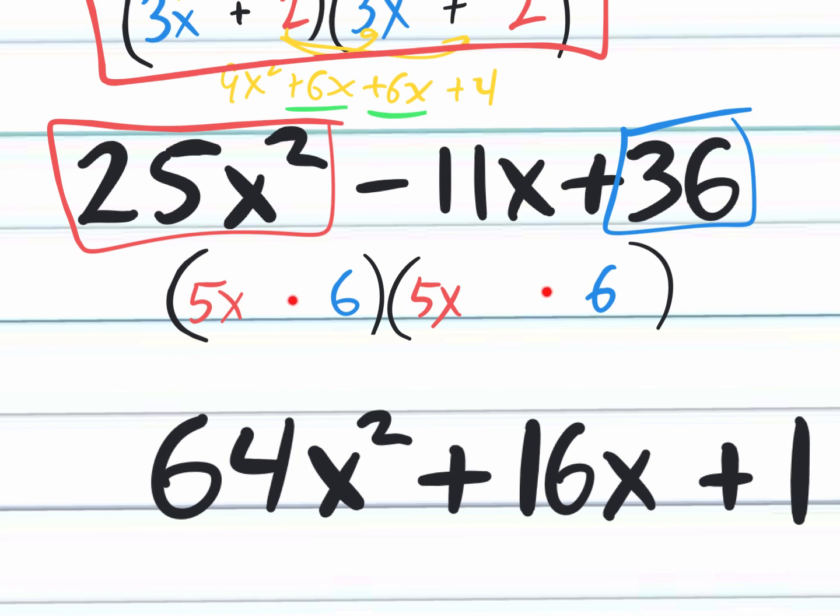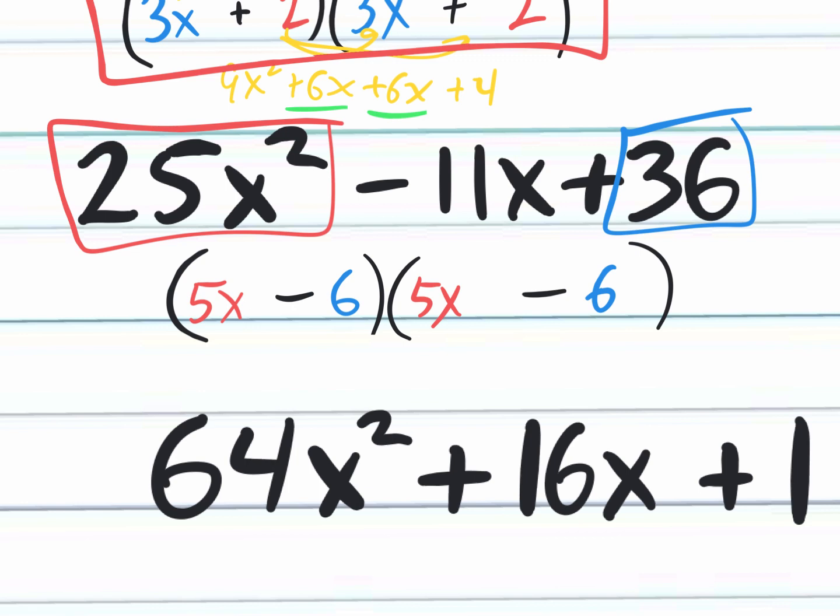In order for us to get a positive 36 at the end, when I multiply this 6 times that 6, they're either both positive 6s or both negative 6s. What do you think? Both negative 6s is the best option, because when you multiply negative 6 times negative 6, it'll give you that positive 36, and our middle term will end up being negative. However, I put this one here on purpose to emphasize how important it is to double check your factored form answer. Let's double check it and we will see that it does not work.